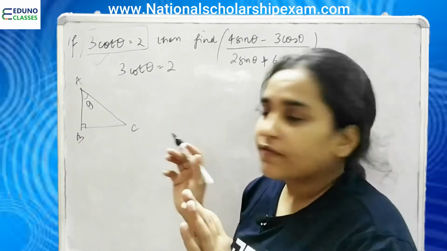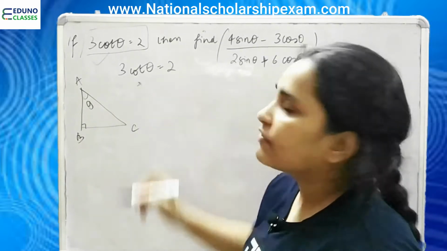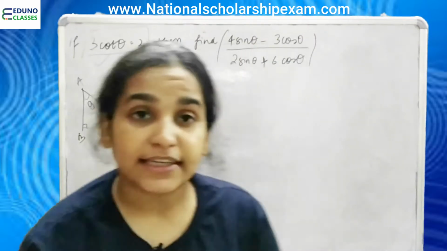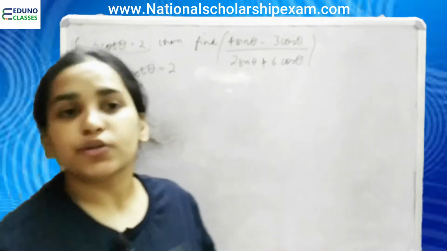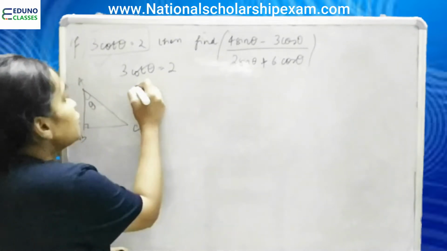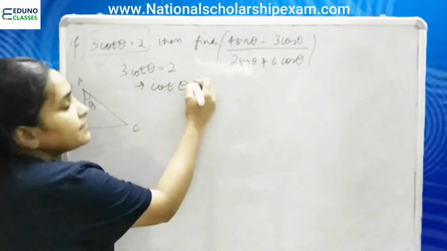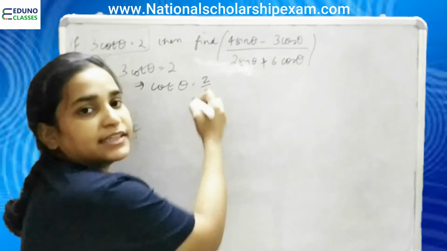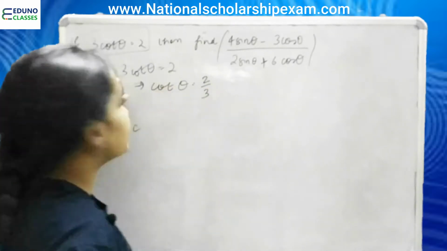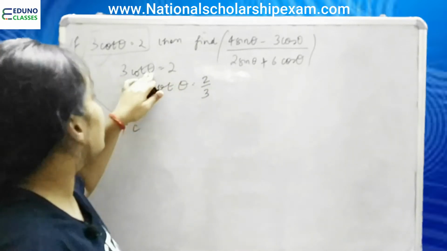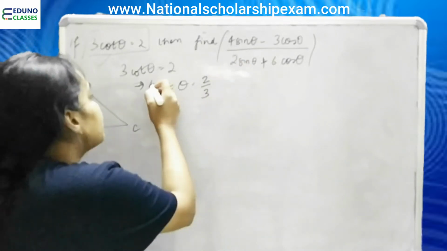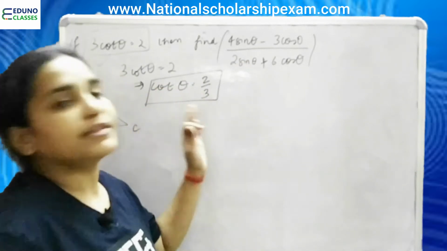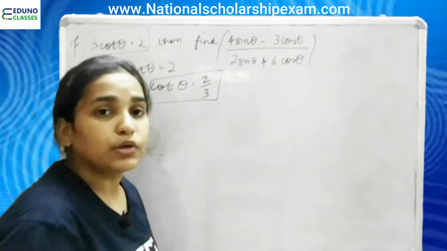Okay, so from this equation, can we find the value of cot theta? 3 cot theta is equal to 2 is given to you. So, the value of cot theta is 2 by 3. Okay, 3 cot theta is given to you, so the exact value of cot theta is equal to 2 by 3. That means the exact value of cot theta is given to you.